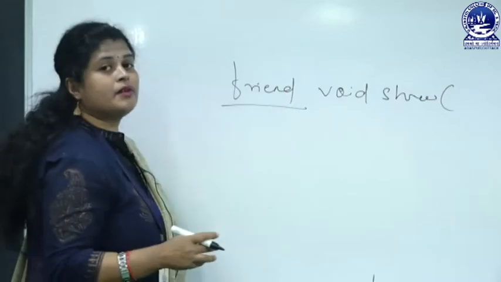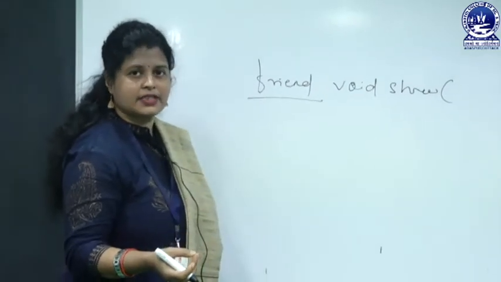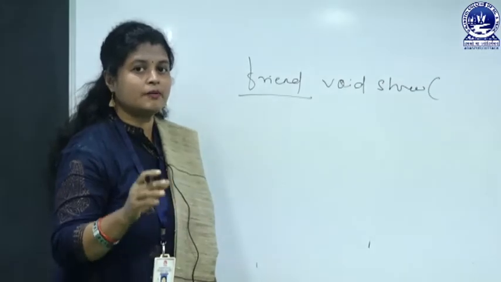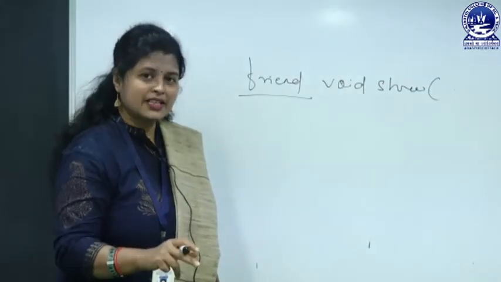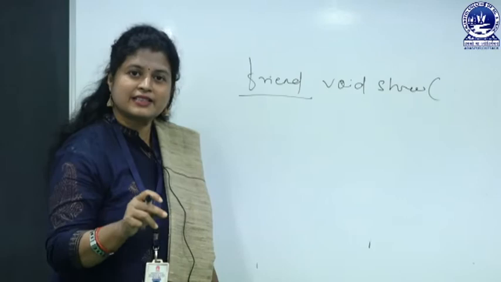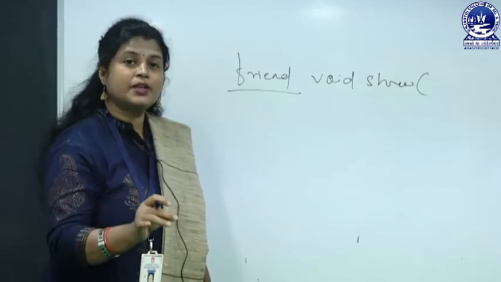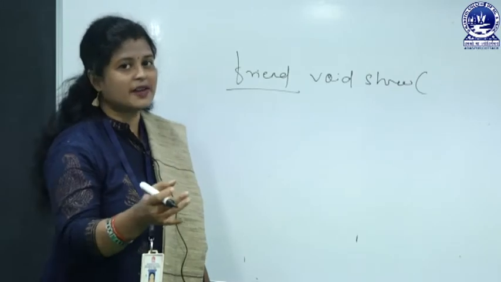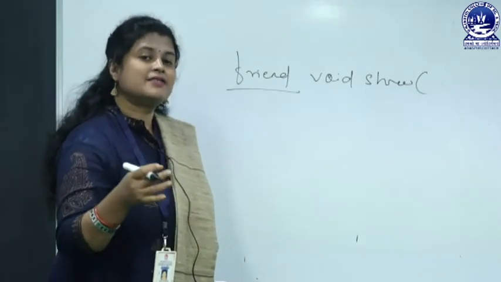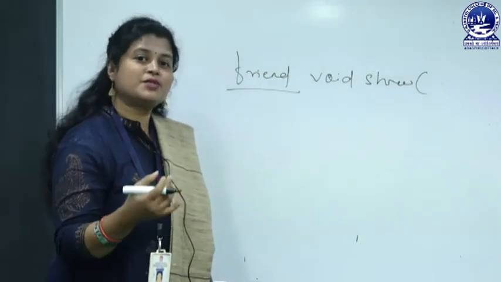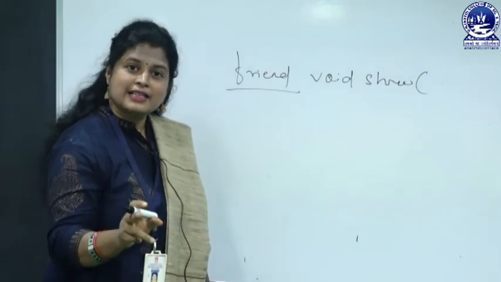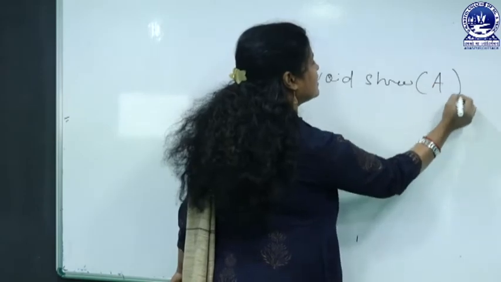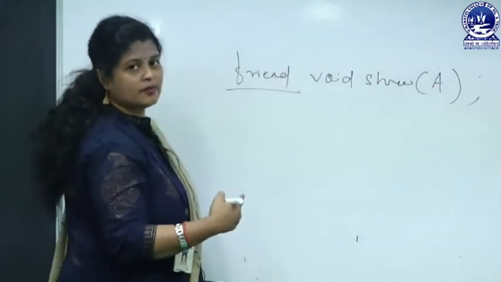When you are using a friend function, you may pass an argument or not, no problem. But the objective of a friend function is that you want to use the private and protected members of a class. That's why it is wise to always use a class object as an argument. So here I am using one class type as an argument.